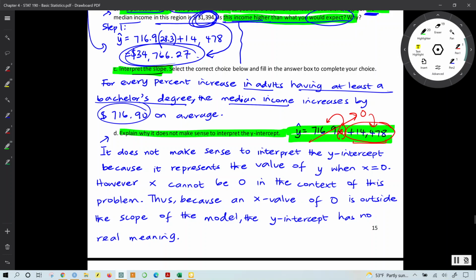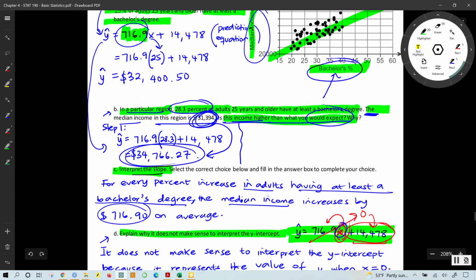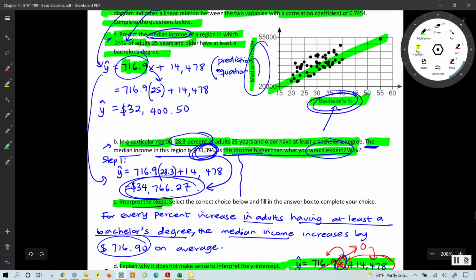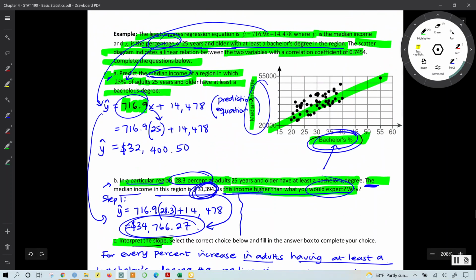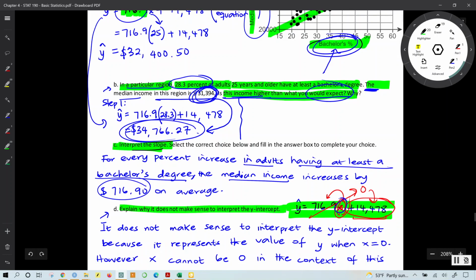But wait for a second. Can x actually be 0? What is our x here? X is the percentage of those 25 years and older who have at least a bachelor's degree in the region. Well, that cannot be 0. I mean, in a whole region, you cannot have everybody having no bachelor's degree.